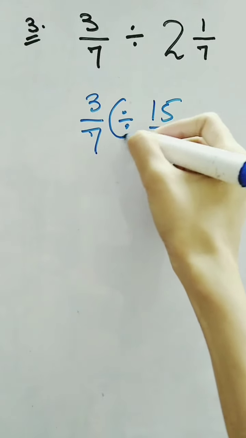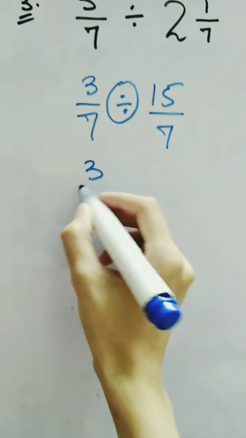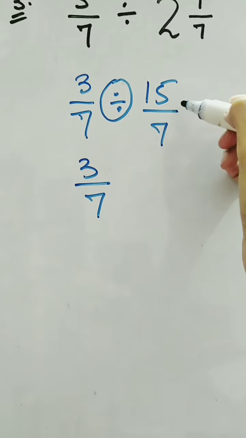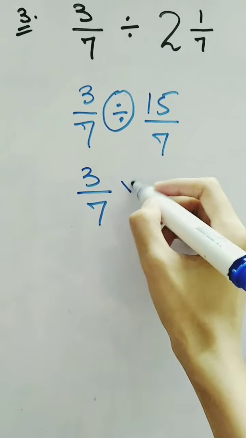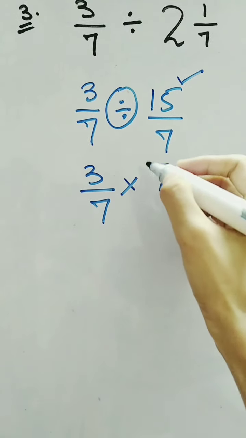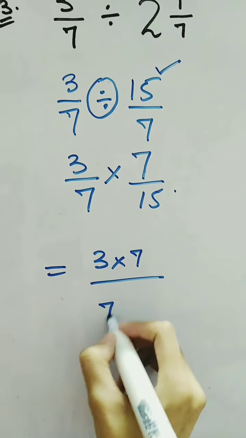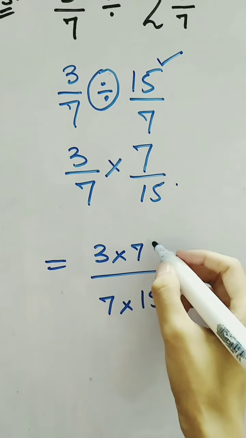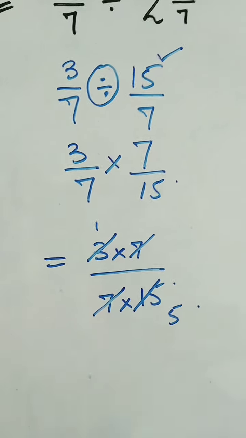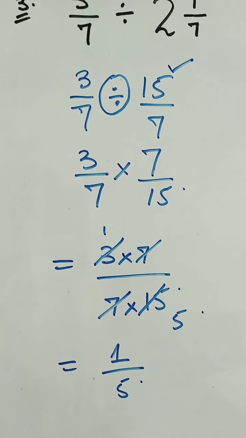Now in order to solve this question, we are going to change this division sign into a multiplication sign. If 3 over 7 is divided by 15 over 7, then when we change the sign, we multiply 3 over 7 with the reciprocal of the other fraction. So we are going to multiply 3 over 7 with 7 over 15. Now we have 3 into 7 divided by 7 into 15. Here we can easily see that 7 is going to cancel out with this 7, and we have 3, and 3 into 5 is 15. So we have 1 in the numerator and 5 in the denominator.